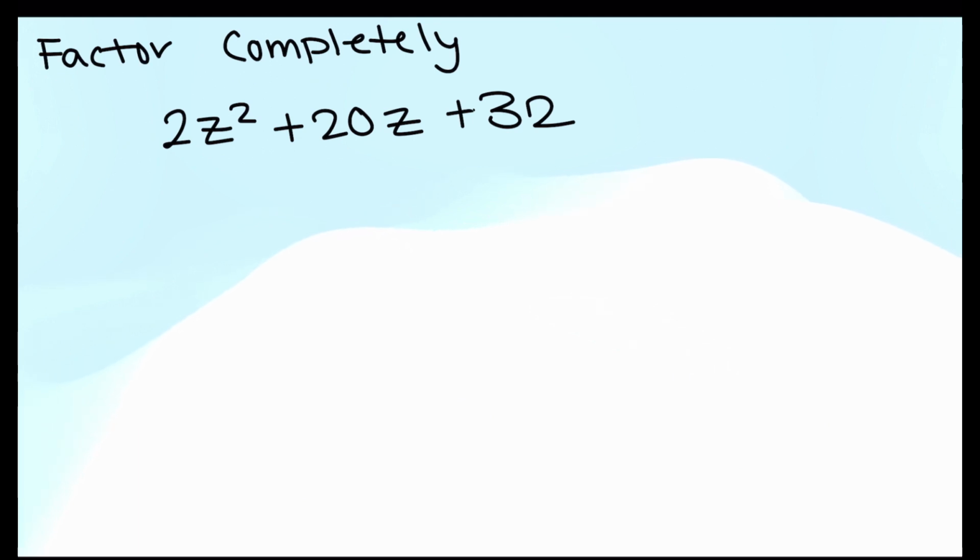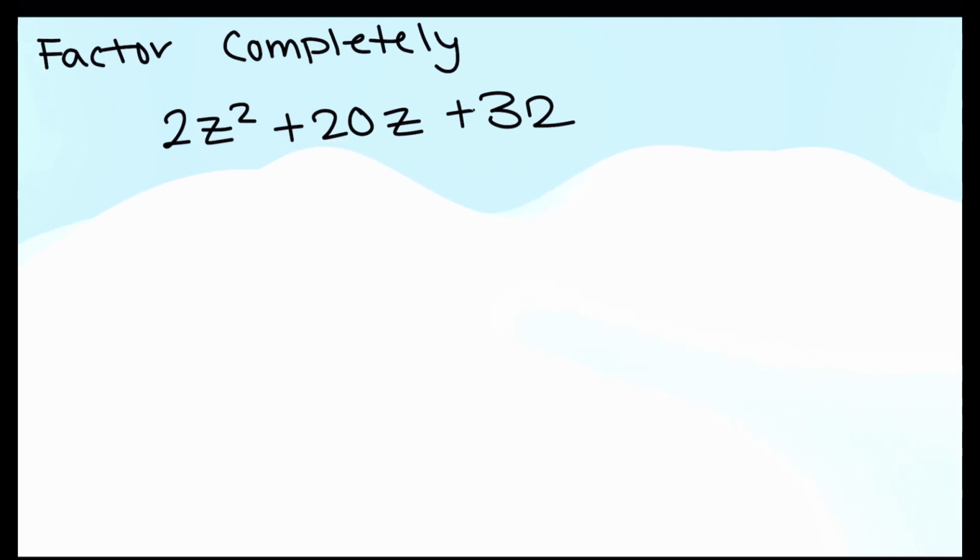Here's another example. Let's see if we can factor 2z squared plus 20z plus 32. Now, before I get started, I want to point out that this problem is a little bit different than all the problems we've looked at in the past. It's different because there is a 2 in front of the squared term. It does not have a leading coefficient of 1. Because there's a 2 in front of the z squared, that means our product sum method isn't going to work in the exact same way.